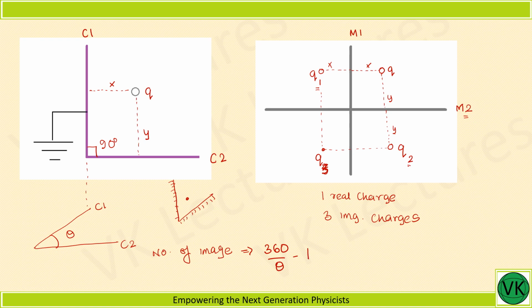So again, if theta can be written as pi by n, then it is 2 pi divided by pi divided by n minus 1. So that's equal to 2n minus 1. So 2n minus 1 number of images will be there, or you can simply write 360 by theta minus 1.